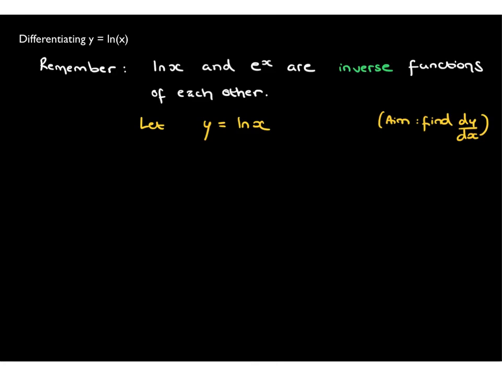Now, here's how I'm going to go about this. I'm going to take e to the power of both sides. So I've got e to the y on the left-hand side, and on the right-hand side I have e to the ln x. Now, what do we then know? Well, we have e to the ln x equals x on the right-hand side, because as we've said, e and ln are inverses of each other. So I have x equals e to the y, and I'm actually going to write it round that way.